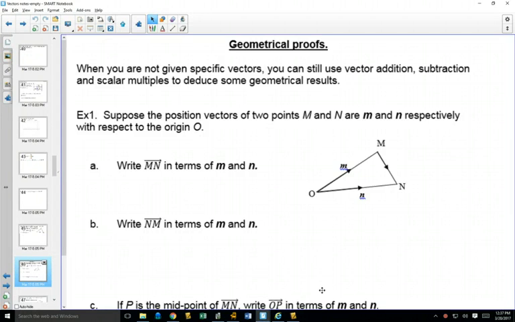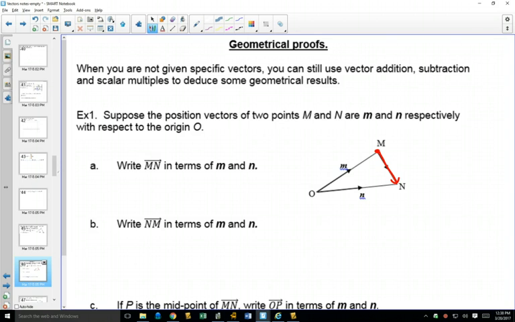So now we are going to look at a bunch of geometrical proofs using vectors. And it's just a process of writing certain things with vectors rather than just with coordinates. So here I've got two vectors, m and n, and they're position vectors, so this is our origin there. And what we would like to do is write MN in terms of m and n. So in other words, we want to start here and we want to end here. How could we do that by only traveling on the paths m and n?